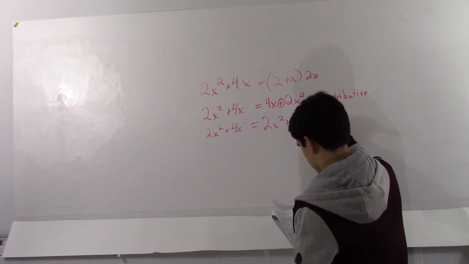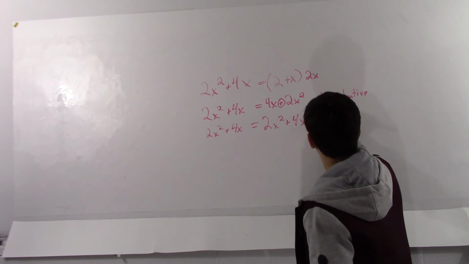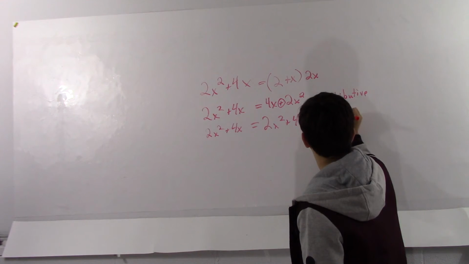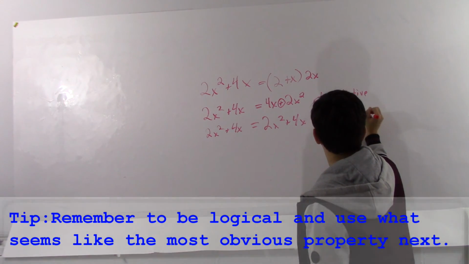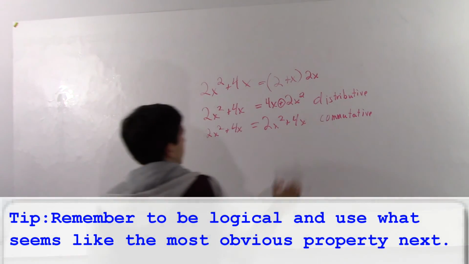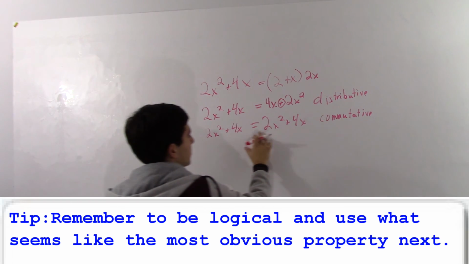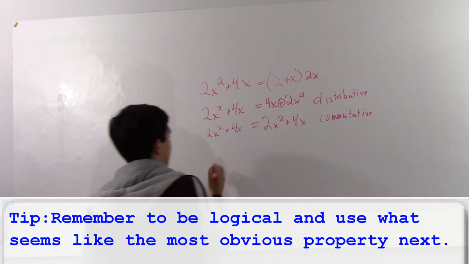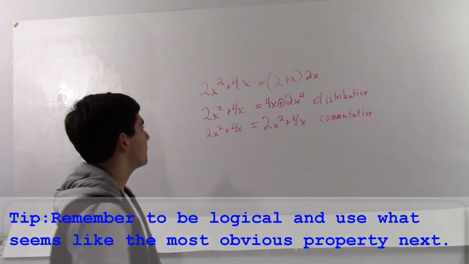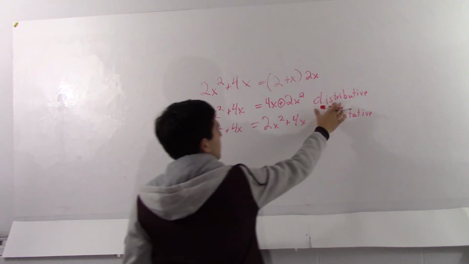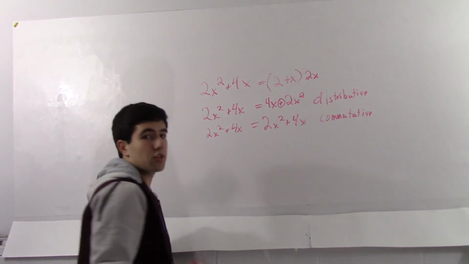And we also would write commutative property. And that would be our proof. 2x squared plus 4x equals 2x squared plus 4x represents a set of all real numbers, and we prove it by using the distributive property and the commutative property.